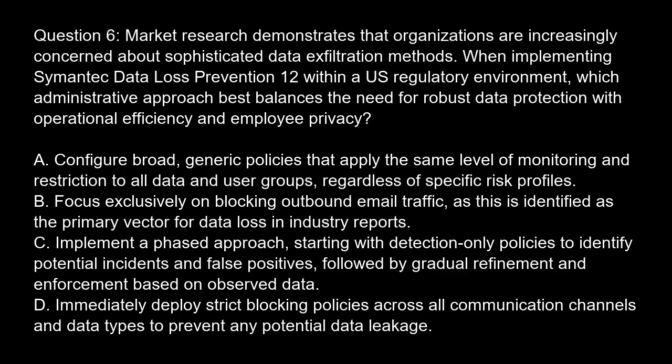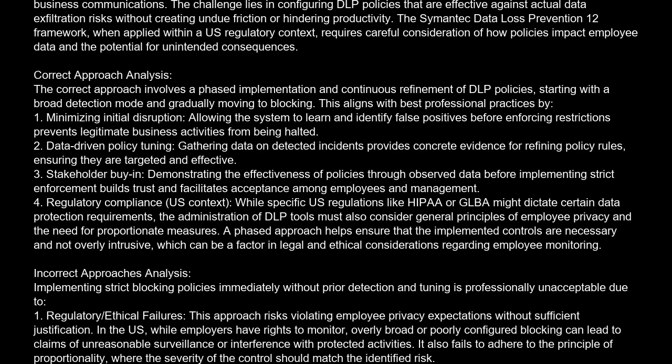Option B. Focus exclusively on blocking outbound email traffic, as this is identified as the primary vector for data loss in industry reports. Option C. Implement a phased approach, starting with detection-only policies to identify potential incidents and false positives, followed by gradual refinement and enforcement based on observed data. Option D. Immediately deploy strict blocking policies across all communication channels and data types to prevent any potential data leakage. The correct answer is D.